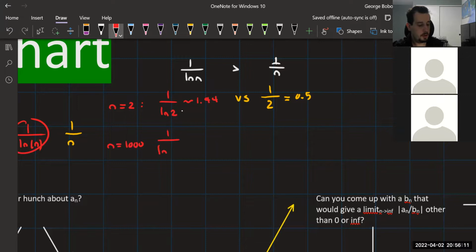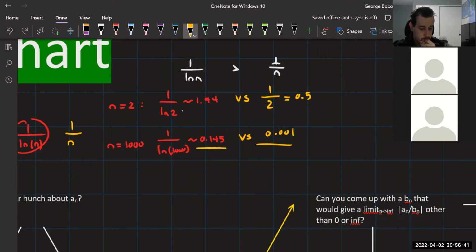So 1 over ln of 1,000 is around 0.144, I guess. Versus 1 over 1,000, you don't have to use your calculator, it is 0.001. Who's smaller again? Which of the two numbers, the right or the left? Who's smaller?